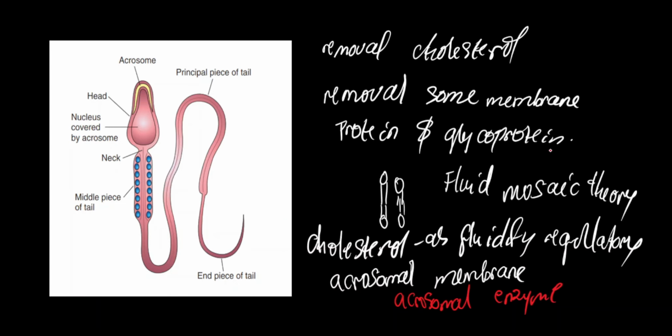Now, for the membrane proteins and the glycoproteins, some of which were attached in the epididymis of the man, would be removed during capacitation. So capacitation, as we can see, basically capacitates, or gives the sperm cell the capacity to be able to fertilize an ovum. Okay, and it does this by the removal of cholesterol and the removal of some membrane proteins and glycoproteins. Basically, it helps the sperm to be more mobile.